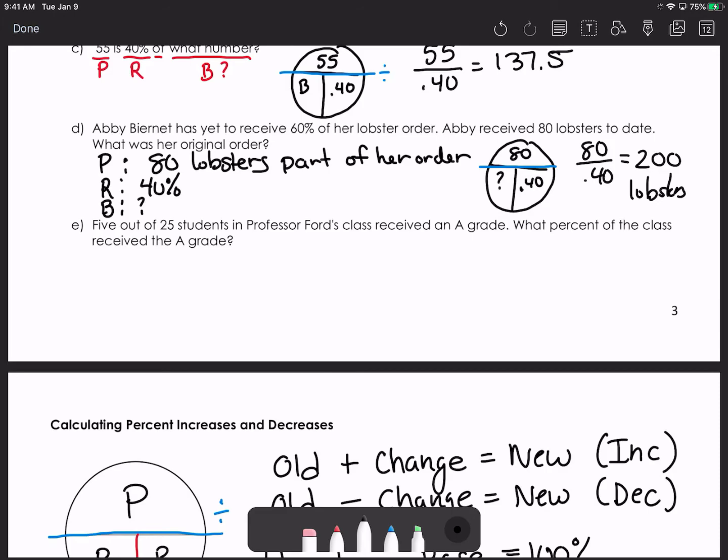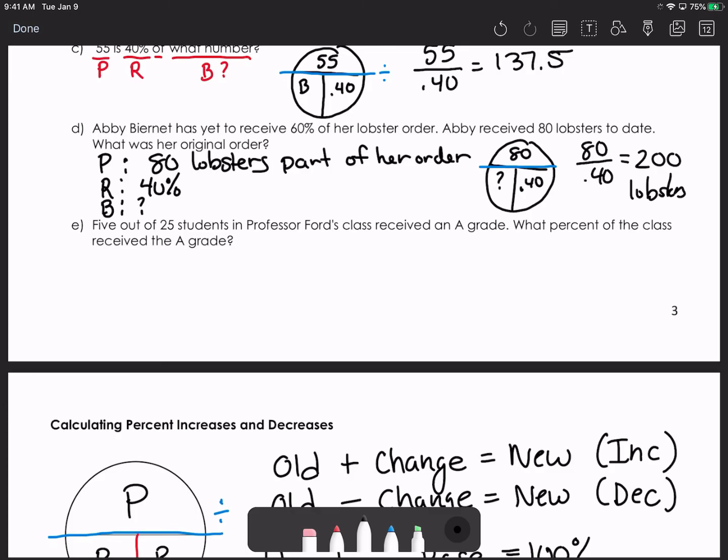Now, if I had made a mistake and I had multiplied 80 times 0.40 instead, and I got a number that was smaller than 80, you should be able to recognize that that wouldn't be the right answer. Because remember, 80 lobsters is the smaller quantity because that's just part of the entire order. So when you finish your problem, you want to make sure that it makes sense with the context of the problem.